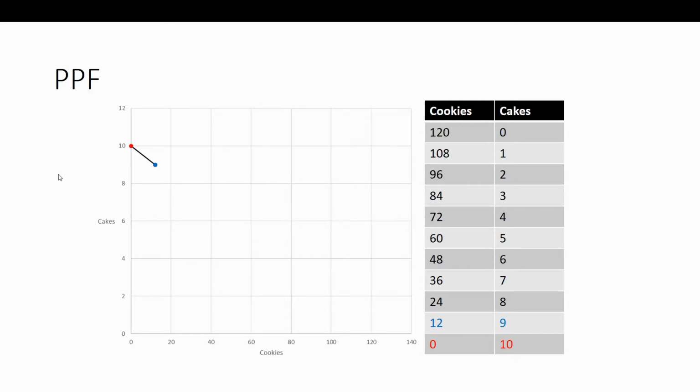We can go ahead and plot all of these points on the same graph. We get our production possibility frontier. It looks just like that, okay?